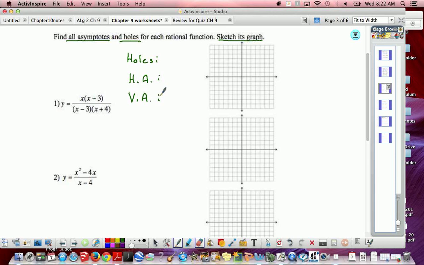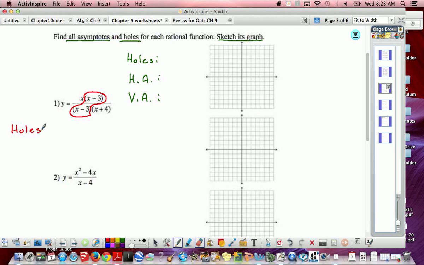The first thing I do, once I want to identify those, is take a look at the rational function and see whether or not it's been factored, or is in factored form. This one's really nice because it's actually in factored form, so it saves you the first step. Once you have it in factored form, the next thing you want to do is identify any factors that are in both the top and bottom, because that's going to determine your holes.